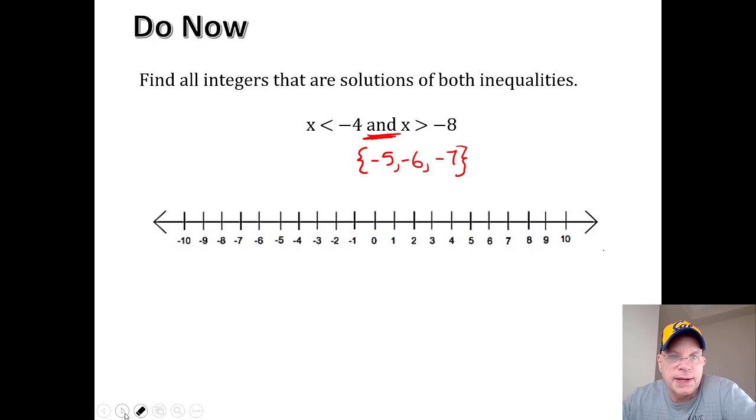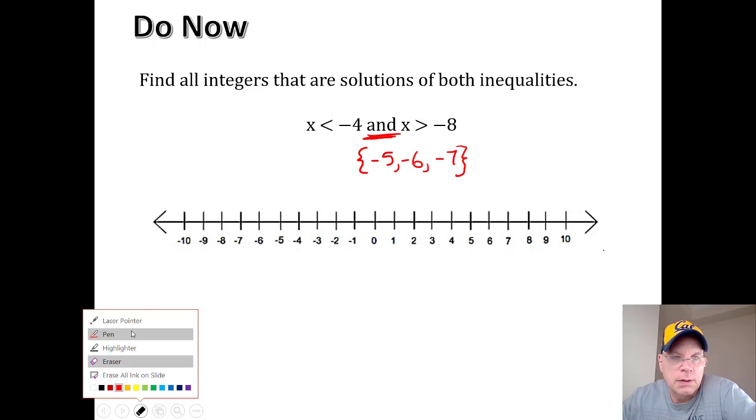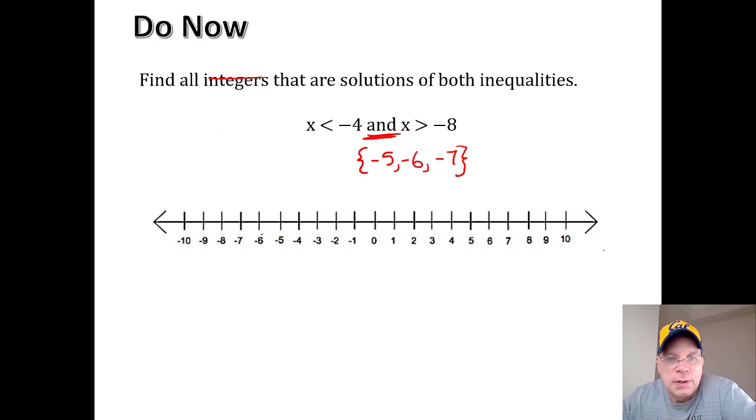If I did not specify integers, if I just said find all numbers, then it would start at -4, but not include -4. And it would start on the other end at -8, but not include -8, but it would be all values in between. What we had been doing before was an arrow going this way, an arrow going this way, and the overlap is called the intersection. The intersection would be the numbers that are in both sets, both solution sets.